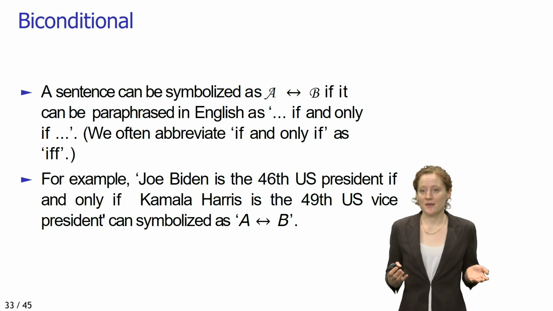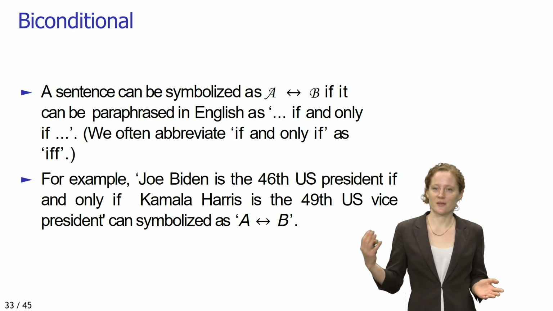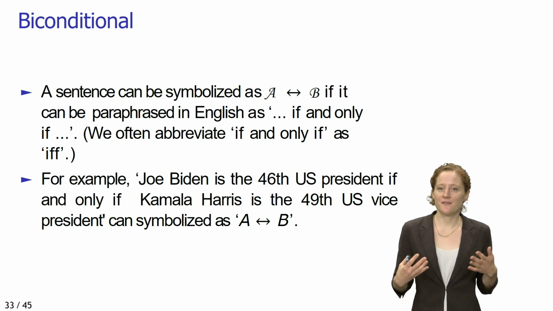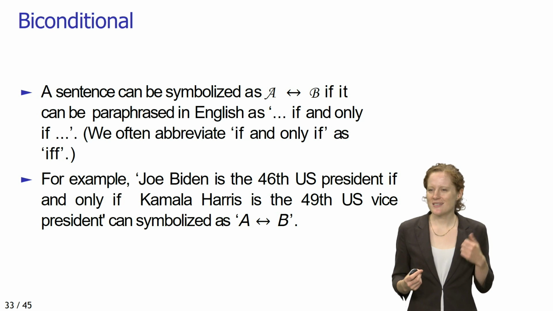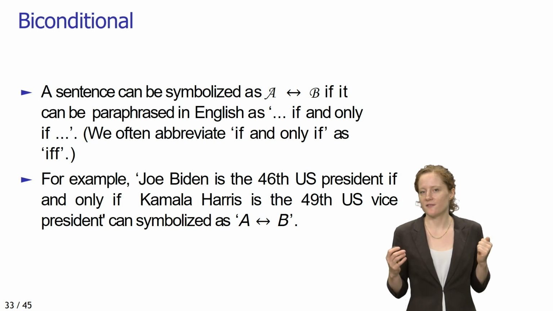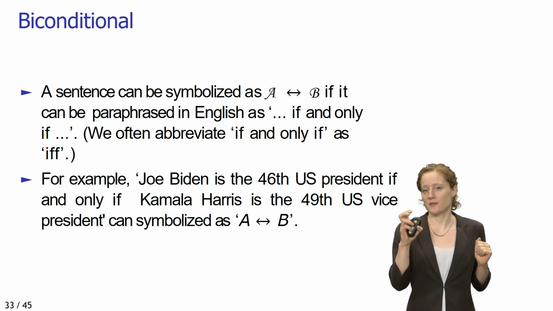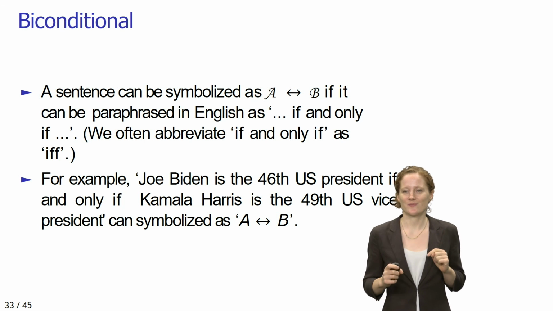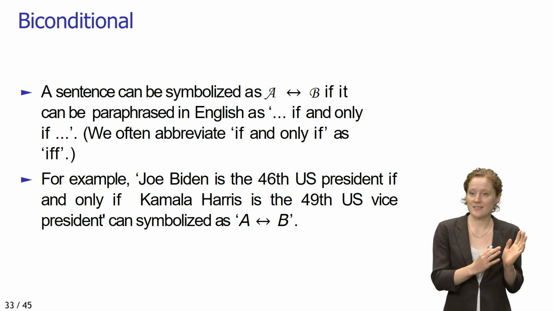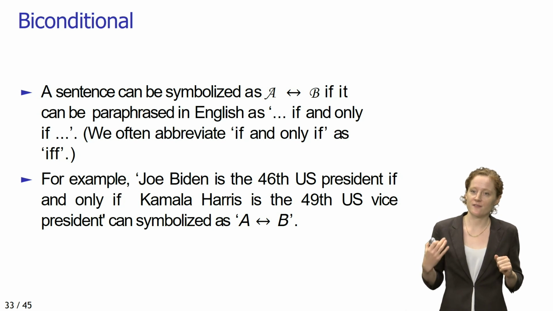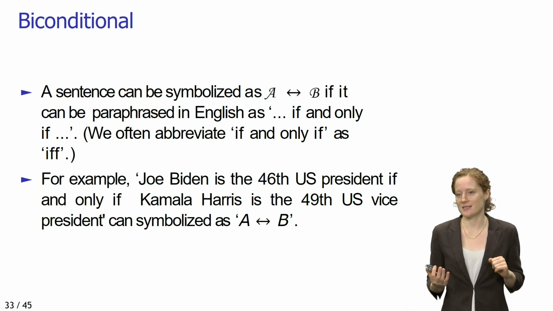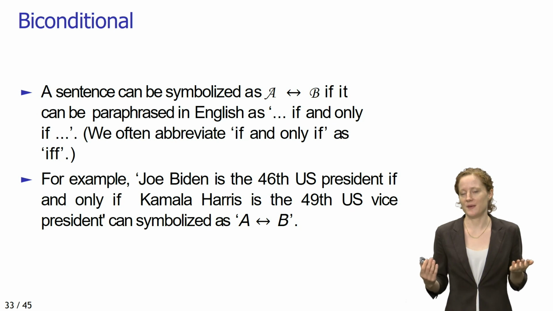Finally, a sentence can be symbolized as A biconditional B if it can be paraphrased in English as "blank if and only if blank." And just as a quick side remark, we often abbreviate the 4 words "if and only if" as "iff," spelled with 2 Fs. That's not a typo. So for example, the sentence "Joe Biden is the 46th US president if and only if Kamala Harris is the 49th US vice president" can be symbolized as A biconditional B.